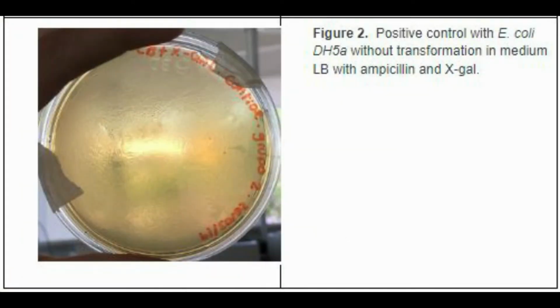Figure 1. Transformed E. coli DH5-alpha group with plasmid 2.1 TOPO with a ligation of PCR product in medium LB, ampicillin and X-gal. Figure 2. Positive control with E. coli DH5-alpha without transformation in medium LB with ampicillin and X-gal.